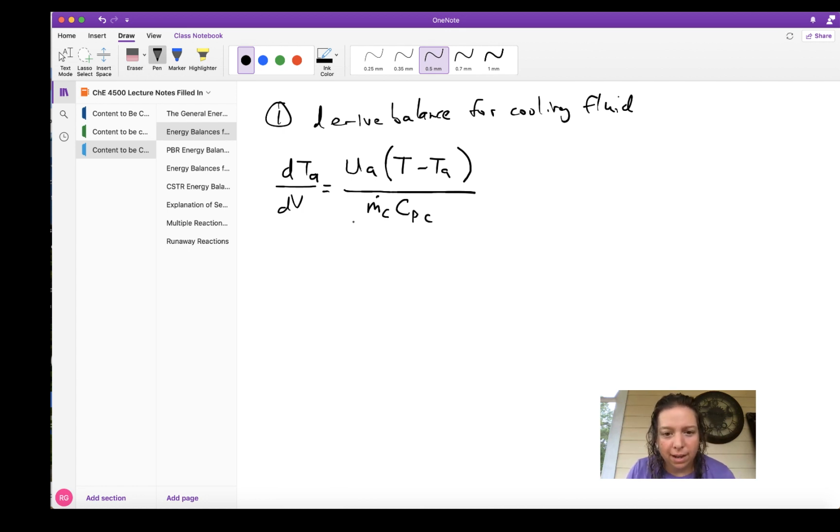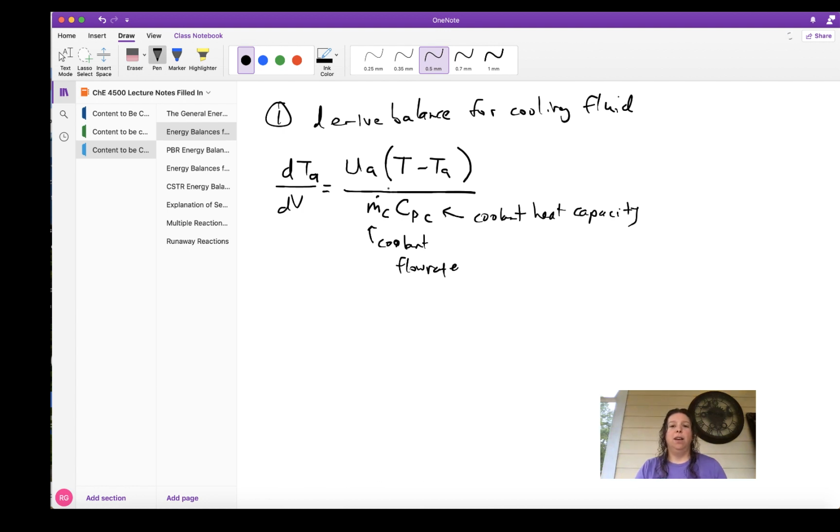I've written this as a mass flow rate. This could be a molar flow rate. The important part is that if the heat capacity is written on a per mass basis, this is a mass flow rate, whereas if the heat capacity is written on a per mole basis, this is a molar flow rate. So again, just making sure that units work. So we'll say here, coolant flow rate, and here is the coolant heat capacity.